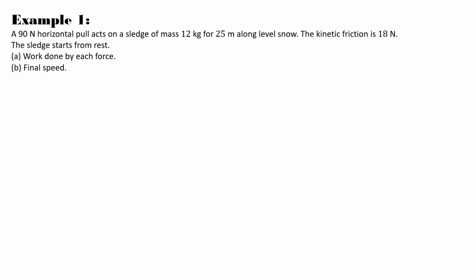So let's start with an example. A 90 Newton horizontal pull acts on a sledge of mass 12 kg for 25 meters along level snow. The kinetic friction is 18 newtons and the sledge starts from rest. Find A, the work done by each force, and B, the final speed.